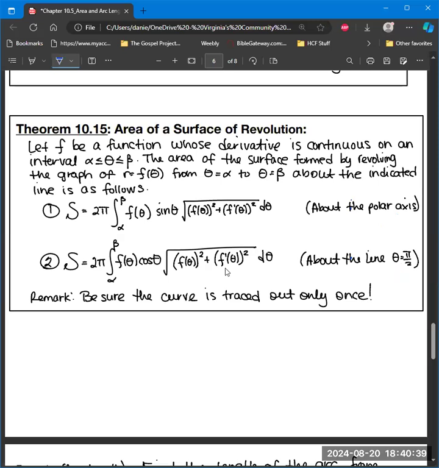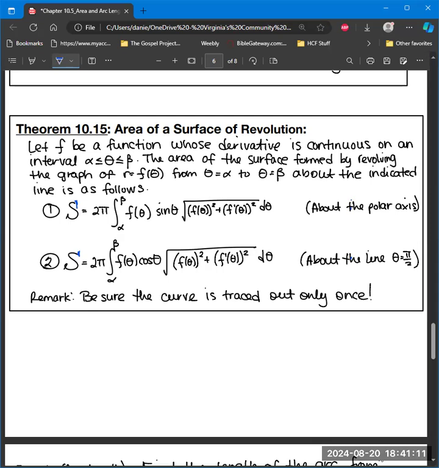So we get the equation capital S here, and you might want to put little lines on the end of it to indicate that it's a capital letter. Capital S is equal to 2 pi as a multiplier, integral from alpha to beta of f of theta sine of theta, square root of f of theta squared plus f prime of theta squared d theta. That's rotation about the polar axis.